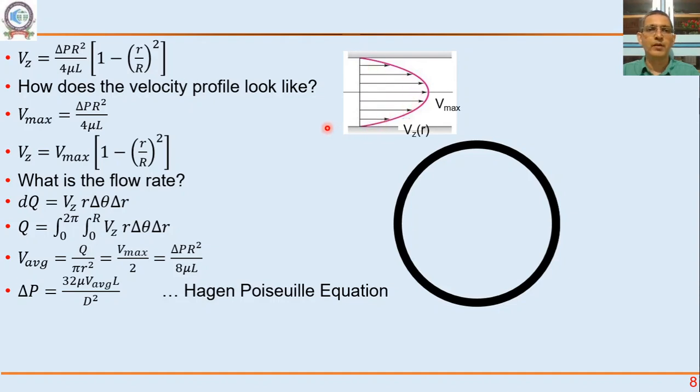Okay. What is the maximum velocity? Maximum velocity is at the center, r is equal to 0. That's delta P R square by 4 mu L. So I can say Vz is equal to V max into 1 minus r by R the whole square.